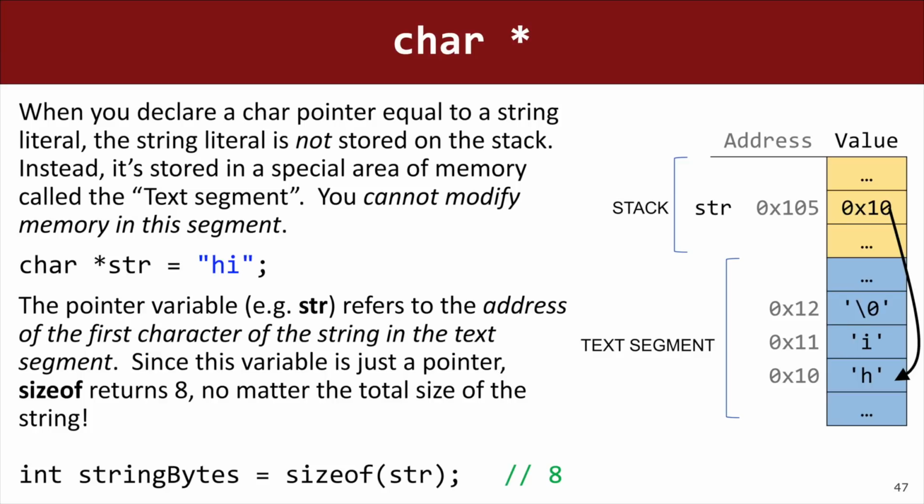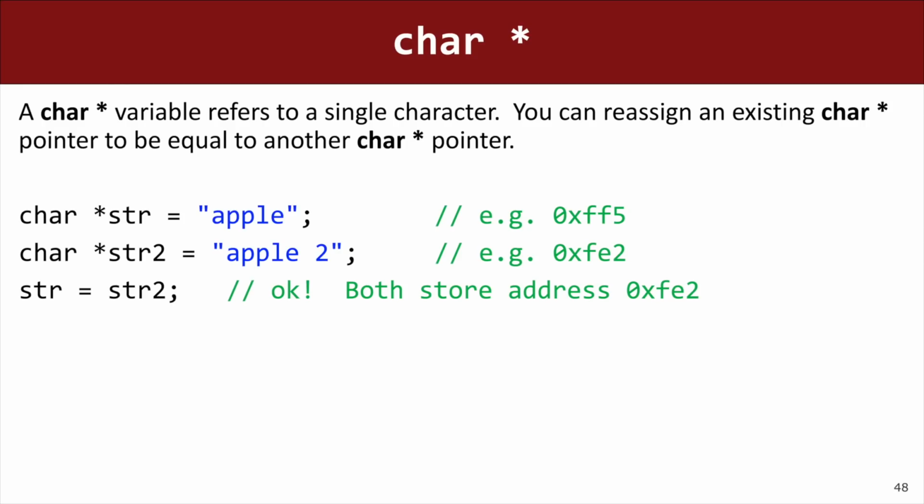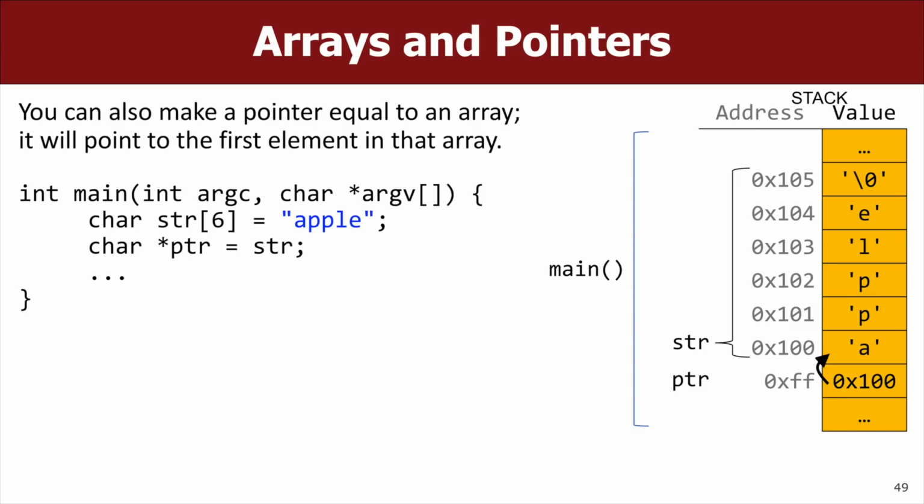A char variable, again, refers to just a single character. What this means is you actually can reassign an existing char star to be equal to another char star if you'd like to, like in this case. You can also, as it turns out, make a pointer equal to an array. What this does is it makes a pointer to the first element in that array. If you'd like to manage that array as a pointer instead of an actual array, you can do that. It just means that pointer on the right stores the memory location of the first element in the array, in this case 0x100.